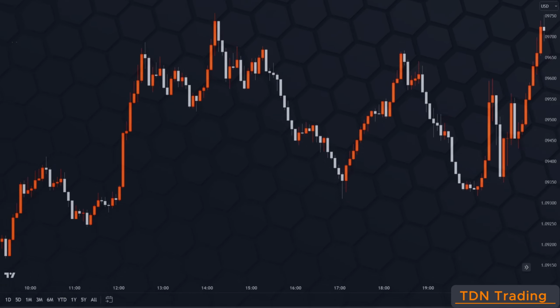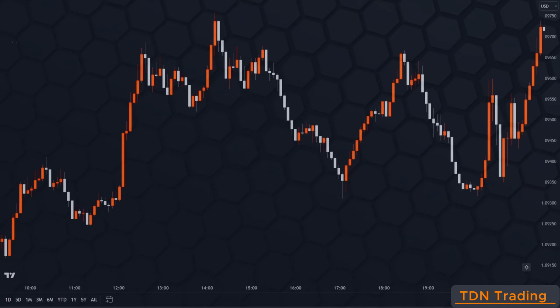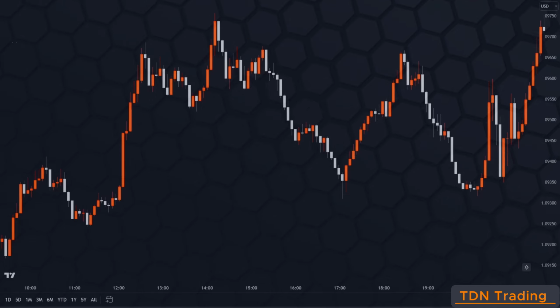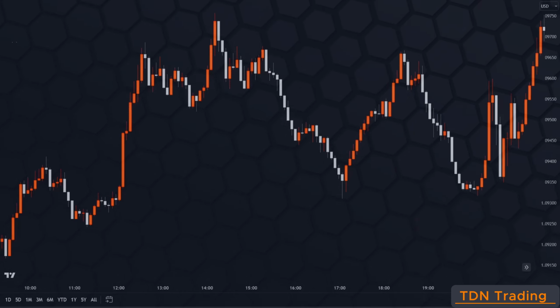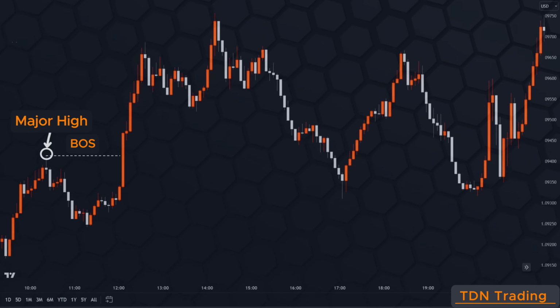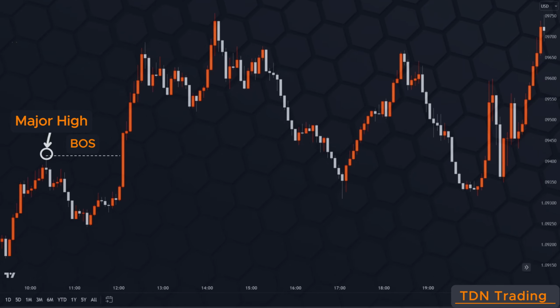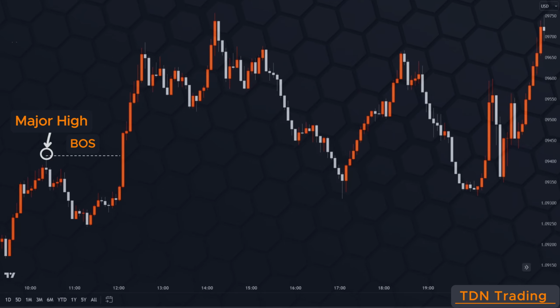So here we have the Euro-Dollar 15-minute timeframe chart on the screen. As you can see, the market's overall direction is in an uptrend. Upon analyzing the chart, we notice that the price has established a bullish break of structure by breaking and closing above this major high. With the emergence of the break of structure, our focus should now shift to identifying order blocks associated with the BOS.